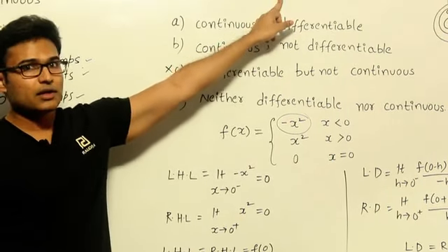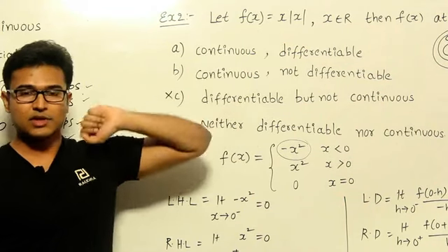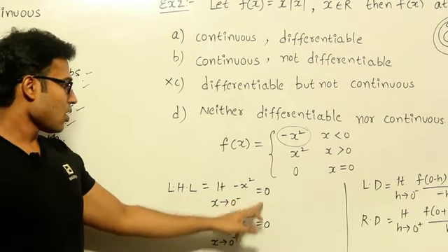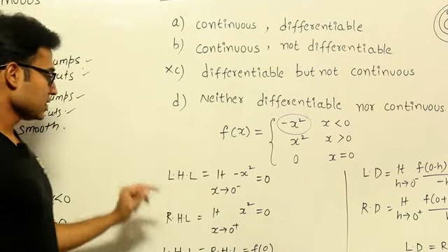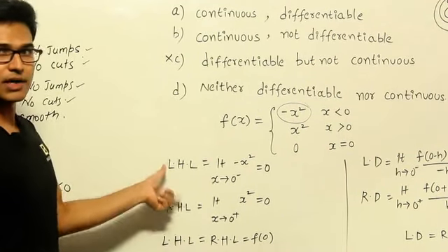Because of this 0, irrespective of what happens here, when you substitute 0 here, the entire thing is going to be 0, right? So all these three are equal. Left hand limit is equal to right hand limit is equal to f of 0. So we can say that the function is continuous.